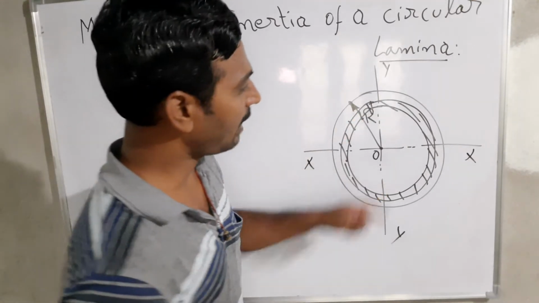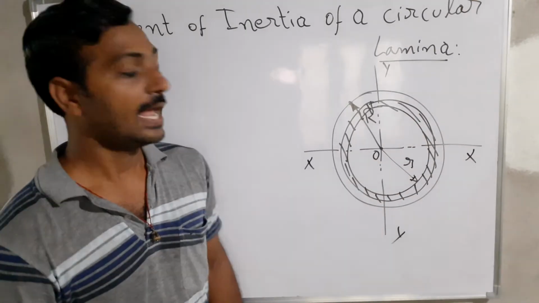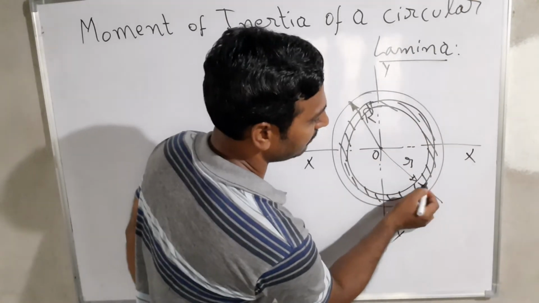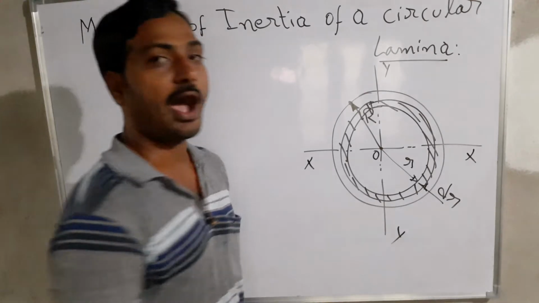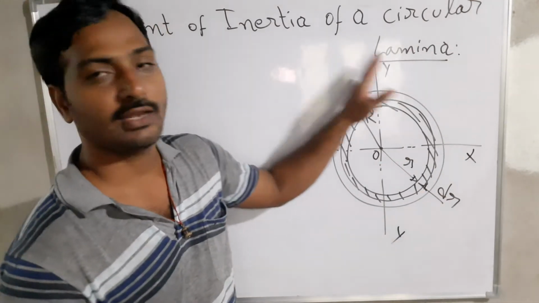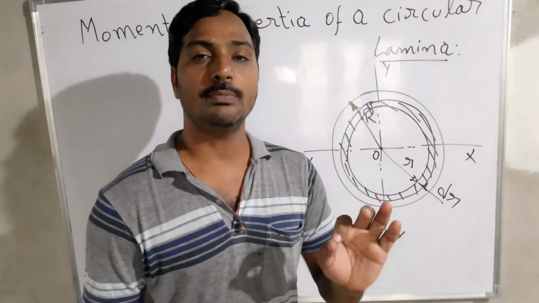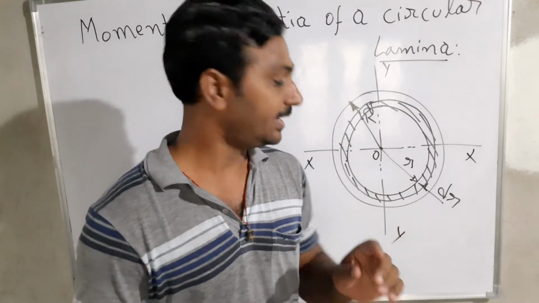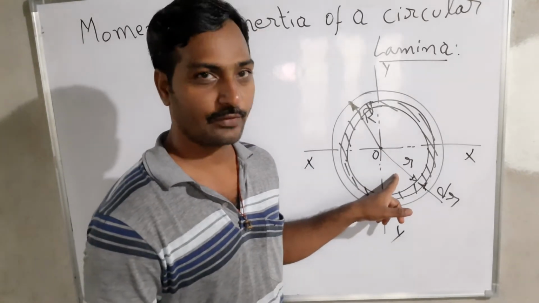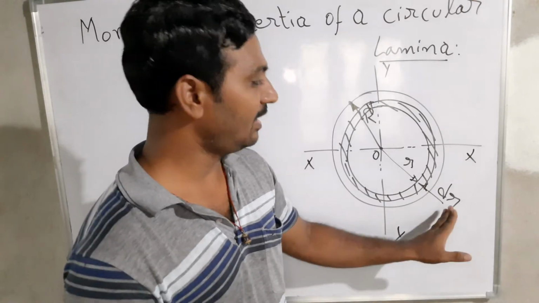In this case, what will happen? It is located at a distance of small r, right? At the same time, the thickness of this elemental strip, I'm going to say dr. So capital R is the total circle radius we have taken, and small r is the elemental strip radius. It is located at a distance of r we have taken. The elemental strip thickness is considered as dr.